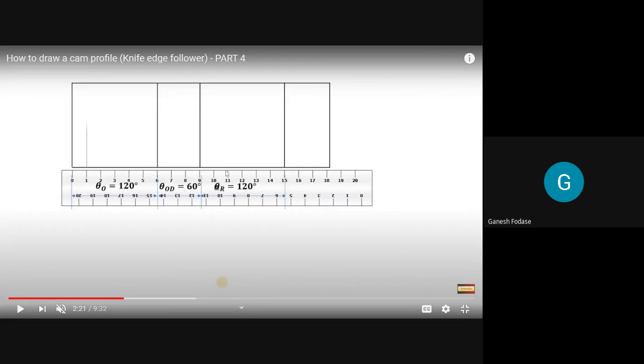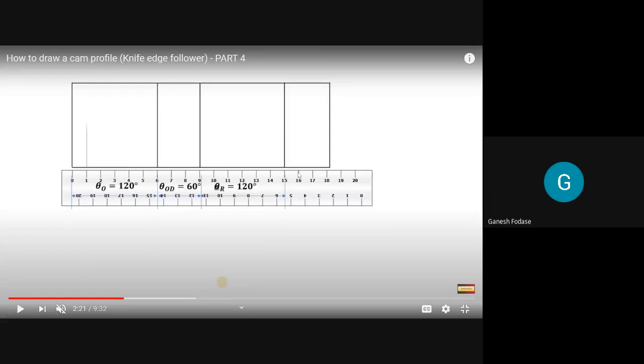Because what scale do we prefer here? 1 centimeter is equal to 20 degree. So 120 divided by 20, that is 6 centimeter. So I have drawn here 6 centimeter; with the actual scale, we have to draw 6 centimeter. Then how much will be the dwell distance? The angle is 60, so it is 3 centimeter. For return, how much is it?